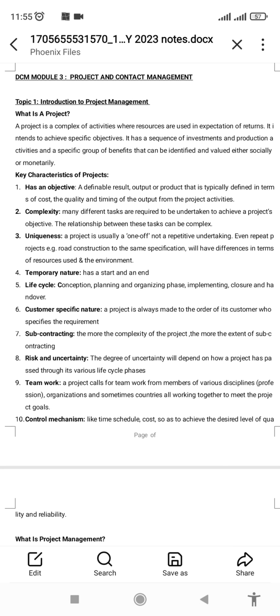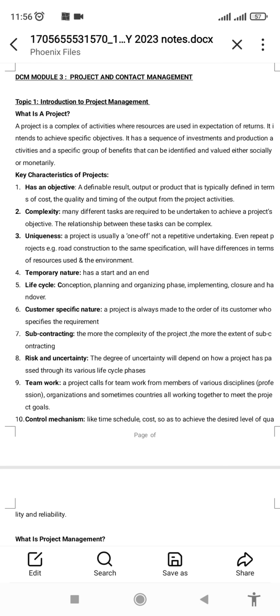Then thereafter we'll go to key characteristics of a project. So at first we'll say the first point, a project has an objective. A project must have an objective whereby a definable result, output and product is typically defined in terms of cost, quality and timing of output from the project activities.